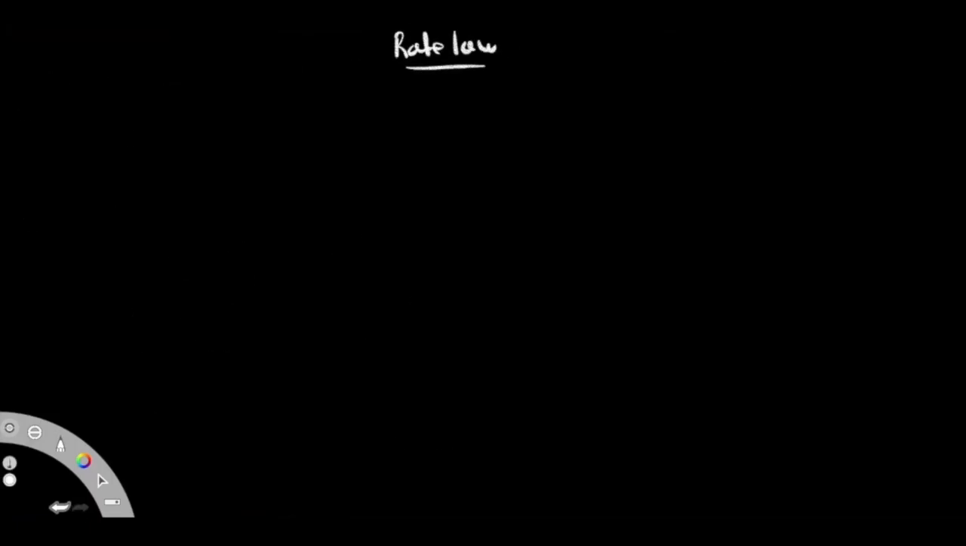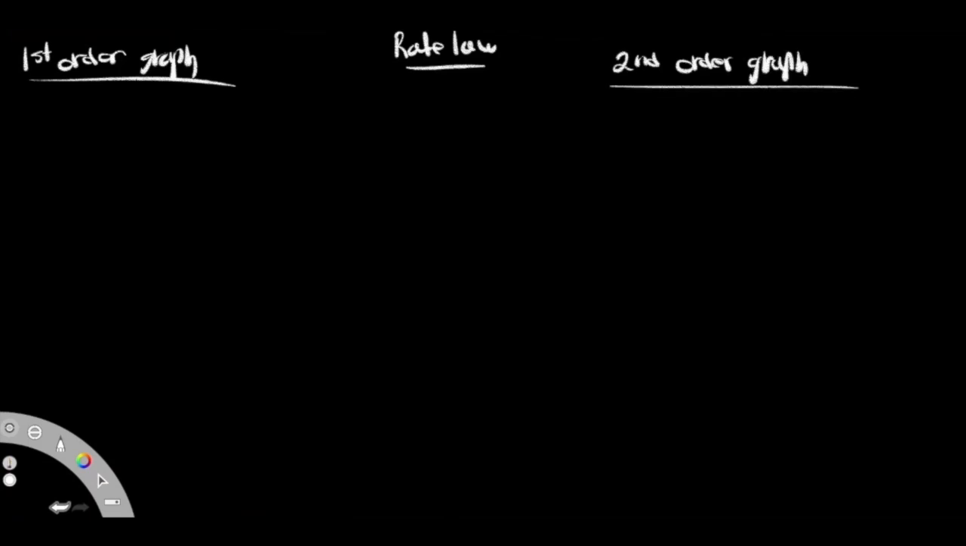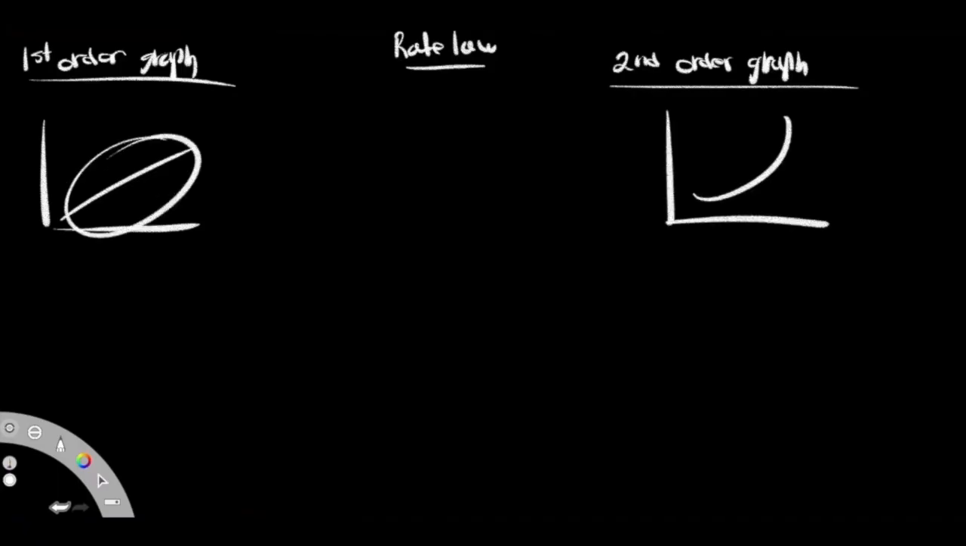Now I'm going to look at two different types of orders, okay? A first order graph, and we'll also look at a second order graph. Now for our first order graph, it's going to look somewhat like this. Okay, whereas our second order graph is going to look somewhat like this. So if this is going to be our first order graph, how are we going to represent it as a formula? Well, right now, obviously, we're looking for rate. Okay, we're getting closer to this rate law figure.